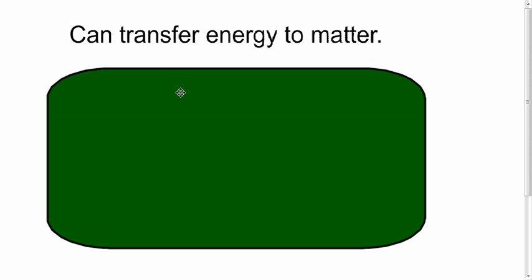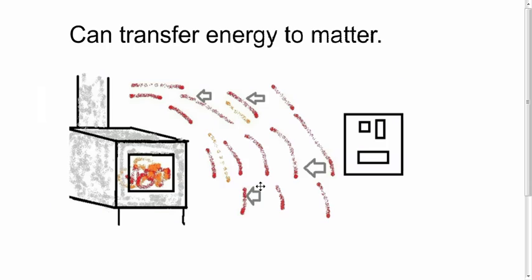Now, these waves can transfer energy to matter. When you stand outside a stove and you can feel the heat, it's infrared radiation that you're being hit with, radiant heat from something that's hot.